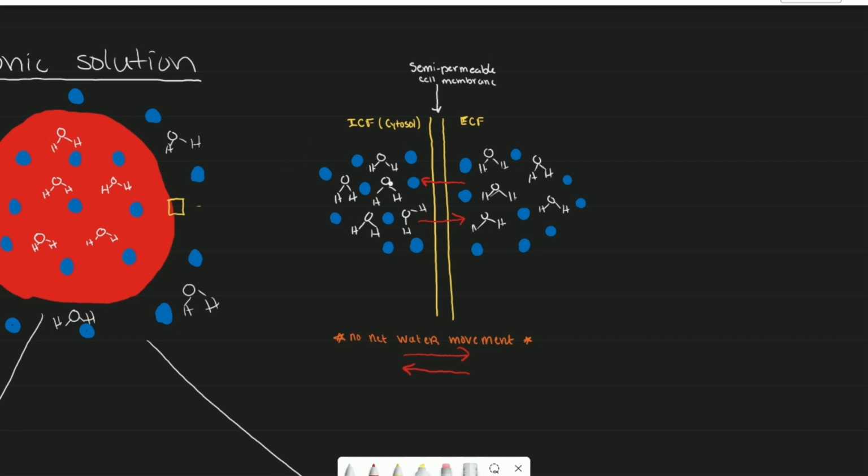If you count the water molecules, you have one, two, three, four, five. Then you got the same amount on this side. And then you have nine solutes, and then the same amount on the other side. So that's just showing you that there's no net water movement, because the water would be following the solute.